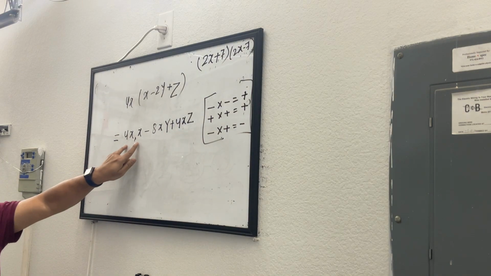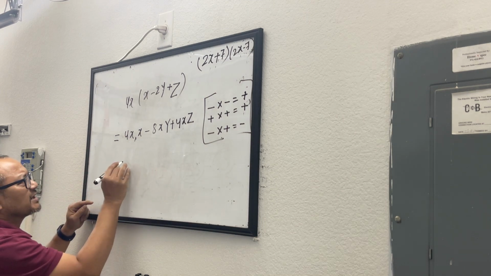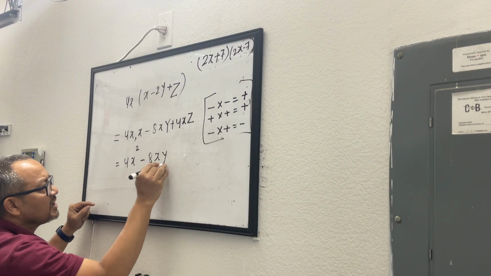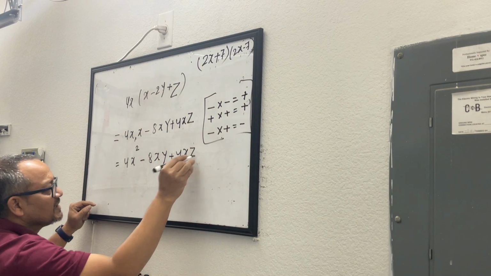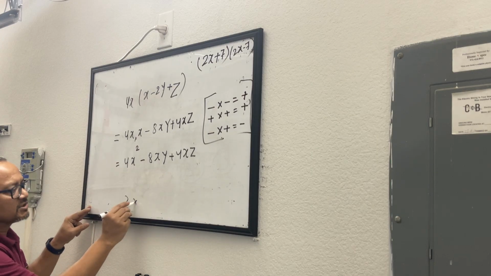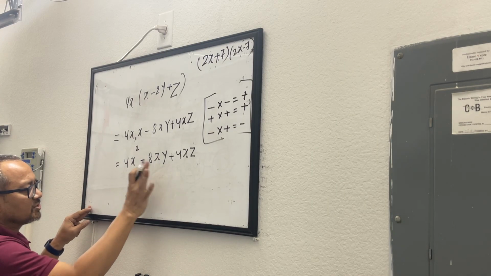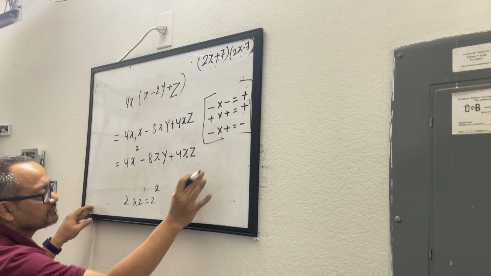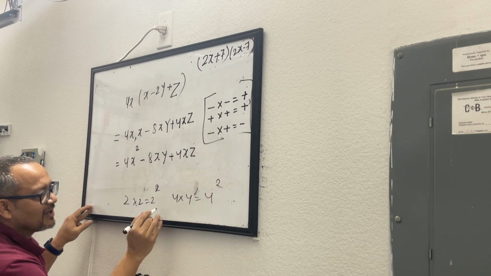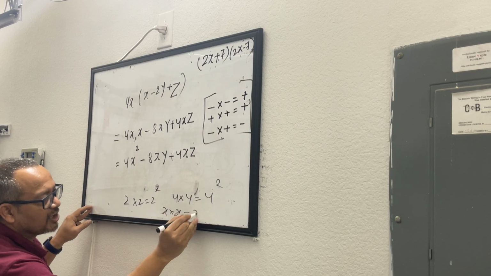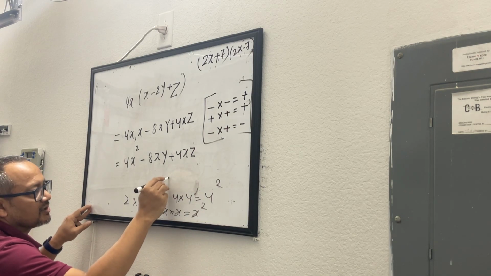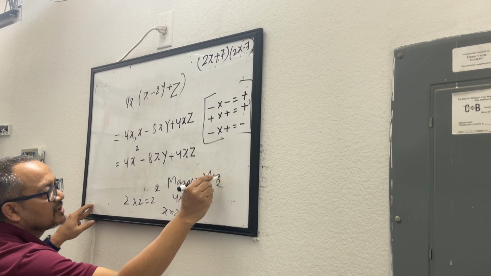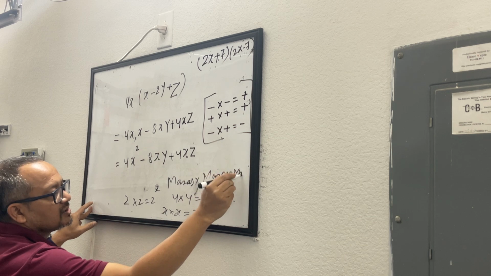You can do one more thing here. X into x becomes x squared. So you can write this as 4x squared minus 8xy plus 4xz. Because 2 into 2 is 2 squared, 4 into 4 is 4 squared, x into x will be x squared, minus into minus will be minus squared.